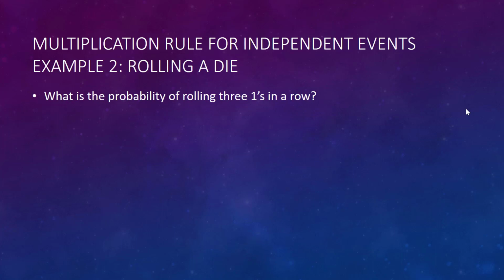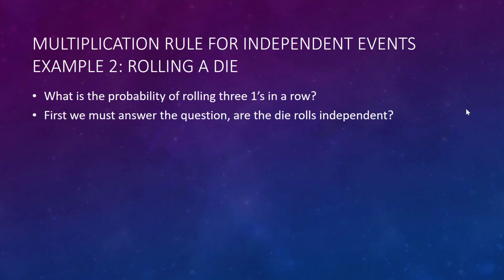Example 2, rolling a die. What is the probability of rolling 3 ones in a row? Pause this video, see if you can calculate the probability, and then unpause it to check your answer. First, we have to answer the question, are these die rolls independent?